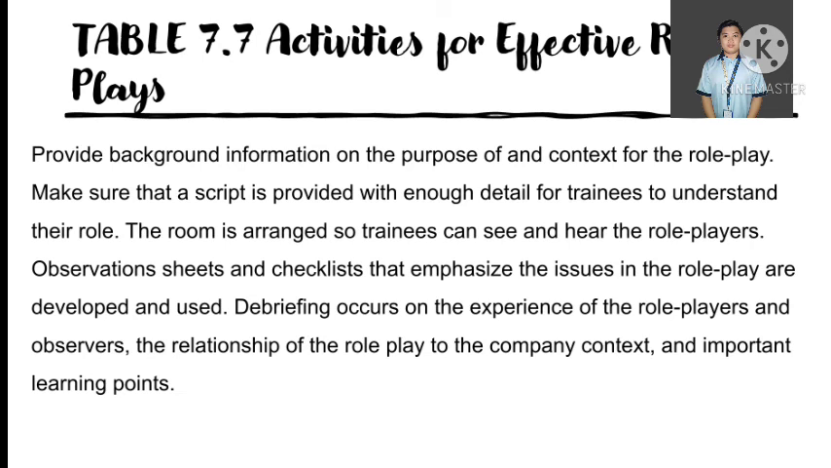So dito daw sa pagkakaroon ng effective role plays, kailangan unang-una sa lahat, yung room dapat conducive siya. Kailangan tahimik, kailangan maayos na lugar, at yung bang maririnig ng bawat isa yung sinasabi ng mga nagro-role play. And yung pagkakaroon daw ng observation sheets at saka ng checklist, kasi dito magkakaroon sila ng retention kapag may mga ganito silang klase ng observations at saka checklist.